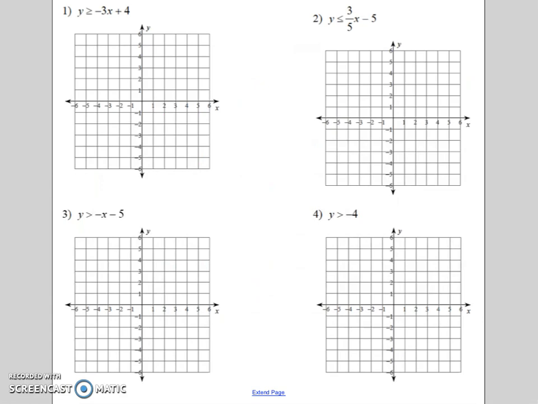You have 4 homework problems for tonight. Graph these on just a rough sketch on your papers, on your notes. Take your time, show your work if there's work to be shown, and we'll talk about them tomorrow in class.